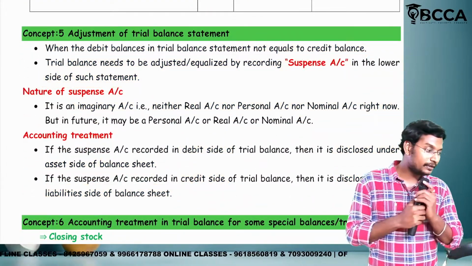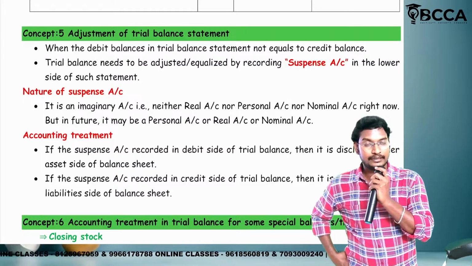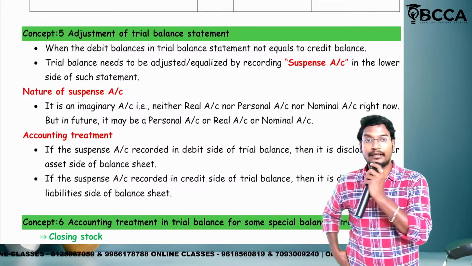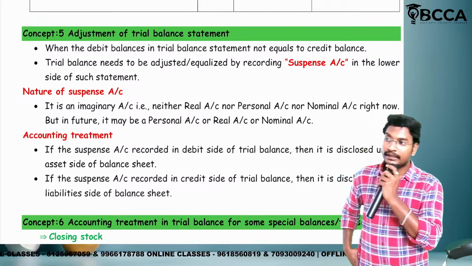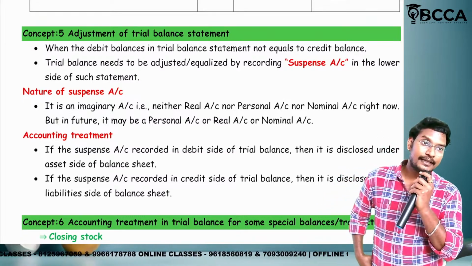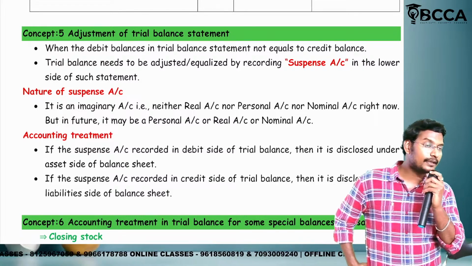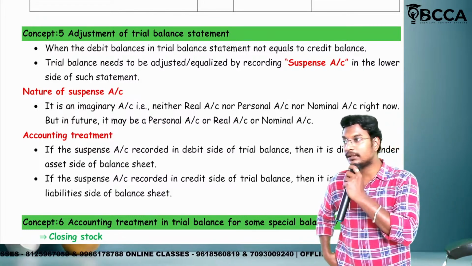Up to now we have discussed methods, which means how to record in the trial balance. How many methods are there? Three methods. First is the total method, also called the gross method. Next is the balance method, also called the net method. Next, the combination of both.